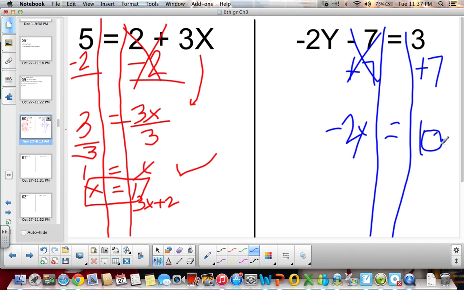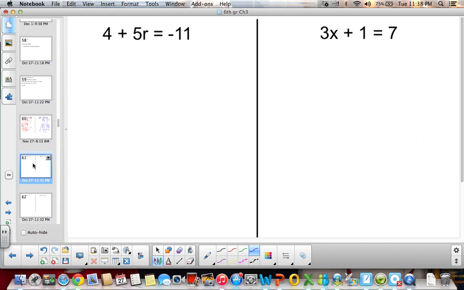We're still finding the side with the variable, and we are going to divide by the coefficient, which is negative 2. So divide both sides by negative 2. Negative 2 over negative 2 is just 1, so y equals negative 5. If I put negative 5 back in, negative 2 times negative 5 is 10, minus 7, which equals 3, and then it checks out.